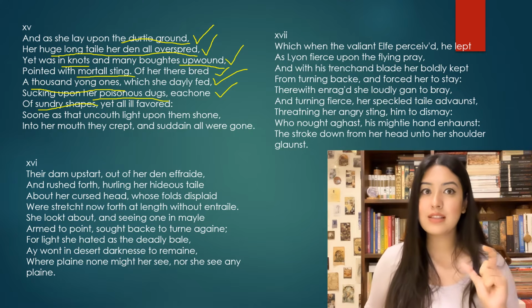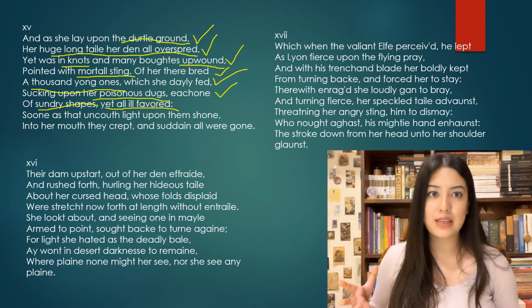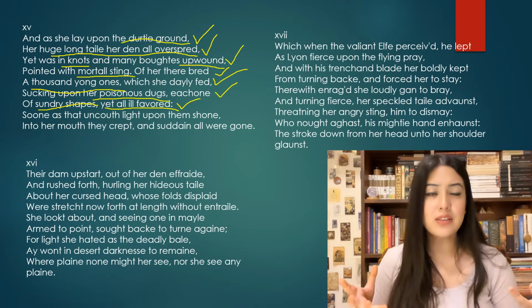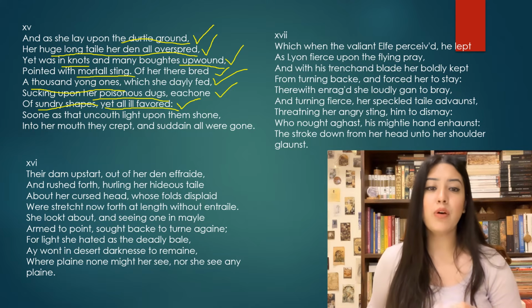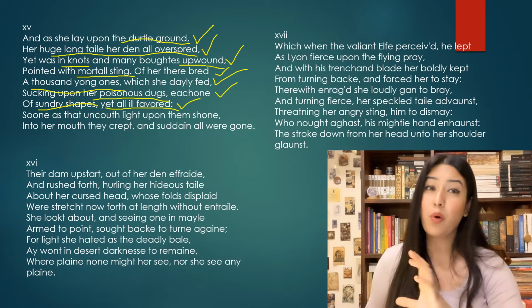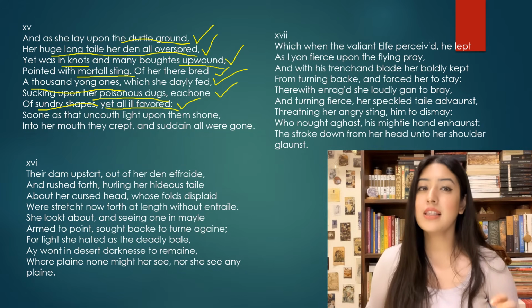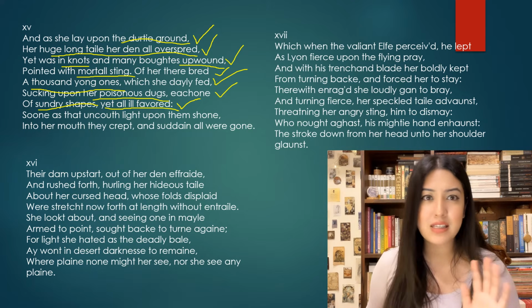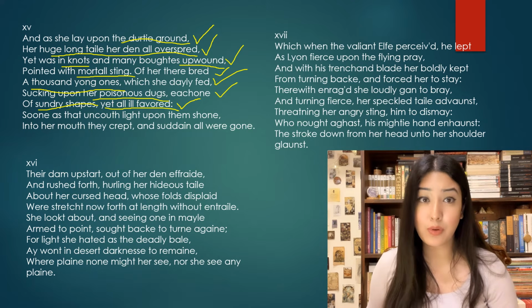So they're not all the same shapes. Error can be of different types, right? There are many types of errors. So all of them of sundry shapes, yet all ill-favored. So what she's saying is that they are of different shapes, but all of them are ugly to look at, in the sense they're ill-favored. They're not pleasant looking. They're not pleasant things at all.